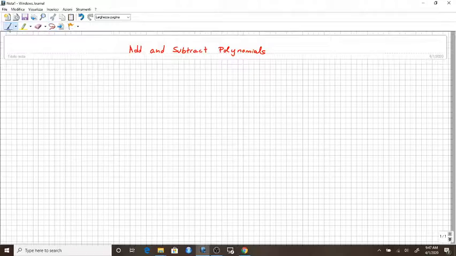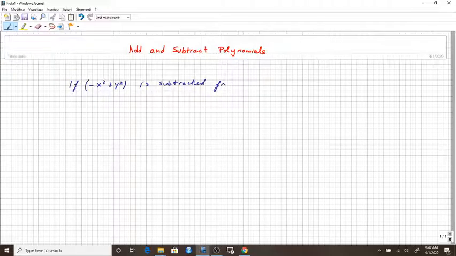Here is a question that we can try to answer. If negative x squared plus y squared is subtracted from x squared plus y squared, the difference is... okay, so we want to find the difference, okay?